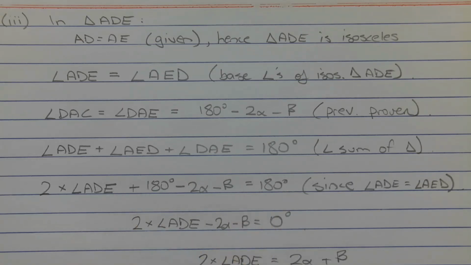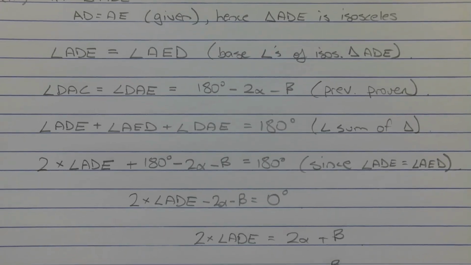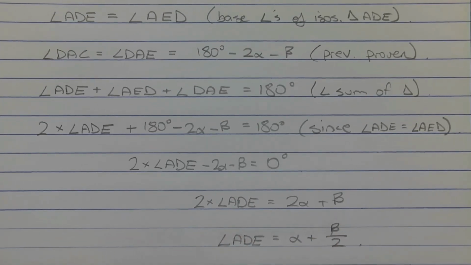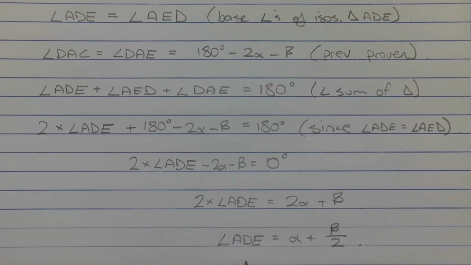Subtracting 180 degrees from both sides of the equation, we get 2 times angle ADE minus 2 alpha minus beta is equal to 0 degrees. So moving the negative 2 alpha minus beta on the left-hand side over to the right-hand side, the equation becomes 2 times angle ADE is equal to 2 alpha plus beta. And dividing both sides of the equation by 2, we get angle ADE is equal to alpha plus beta over 2.